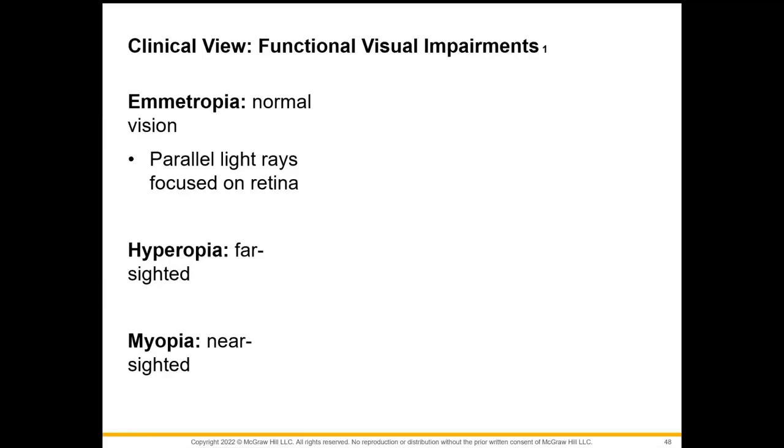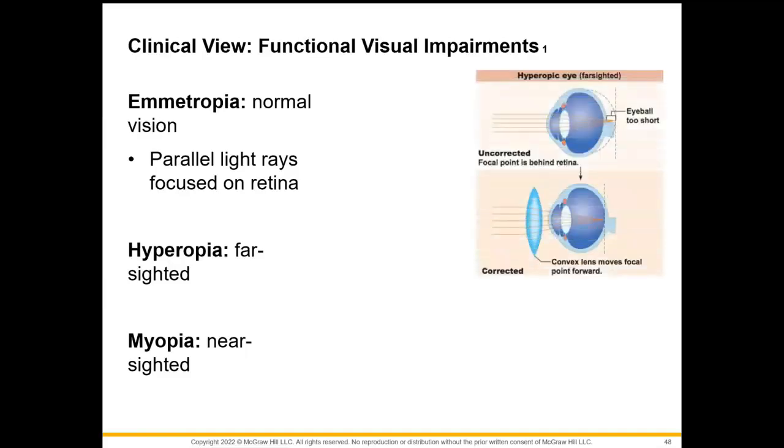All right, now let's go through some clinical terms. So ametropia is going to be when we have normal vision, meaning that we have parallel light rays that are focused on the retina. Now, for those of you that are farsighted, that means your eyeball is too short. So when these light rays move in toward the eye, all of the light rays get bent, and that focal point actually falls behind the eye. Now we can correct this by wearing glasses or having some type of convex lens that will move that focal point more forward and onto the retina.